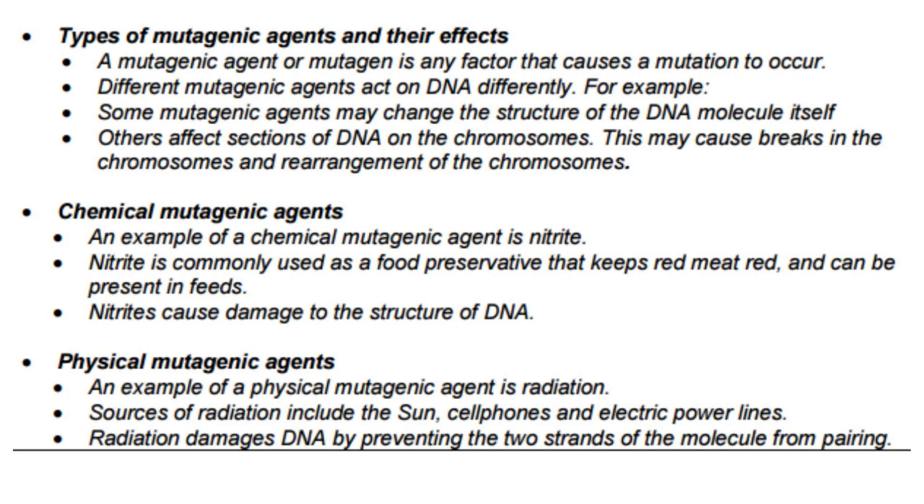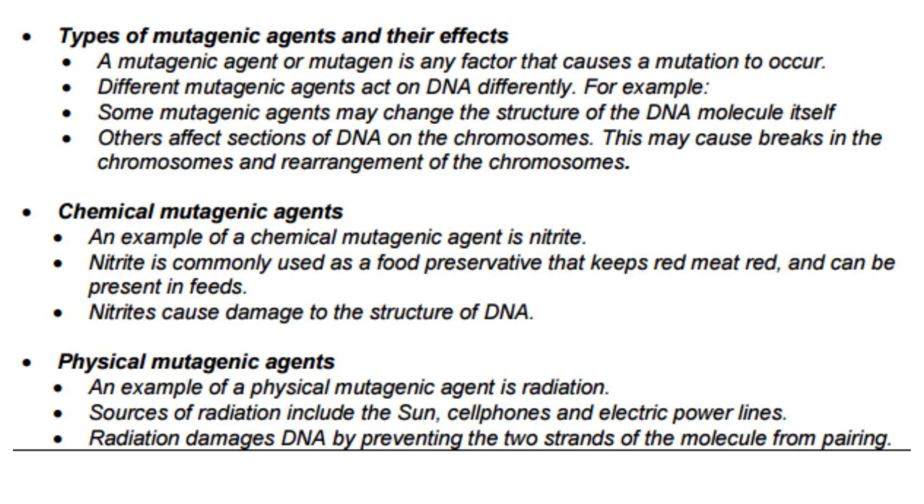Chemical mutagenic agents. An example of a chemical mutagenic agent is nitrite. Nitrite is commonly used as a food preservative that keeps red meat red, and can be present in feeds. Nitrites cause damage to the structure of DNA.